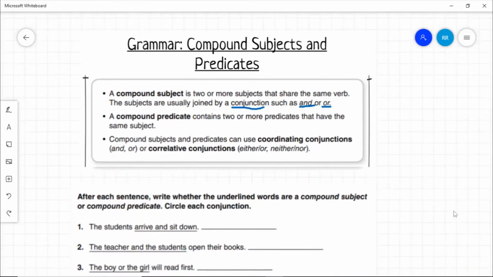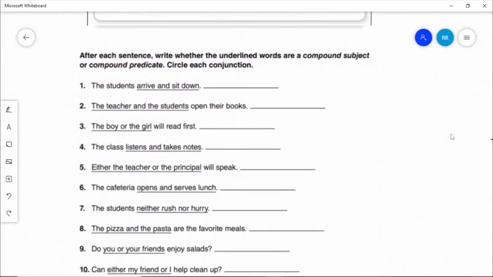Okay, let's start. After each sentence, write whether the underlined words are a compound subject or compound predicate. So we have to find out, are these a compound subject or a compound predicate? Circle each conjunction. So these instructions have more than one thing that we need to do. Always pay attention to the instructions. We have to write something, we have to circle something. Deal? Don't just read the first part and say, okay, continue. Circle each conjunction. Whatever is joining the predicates or the subjects together.